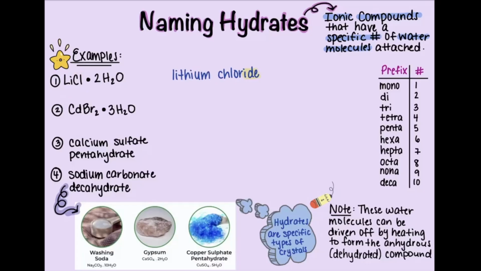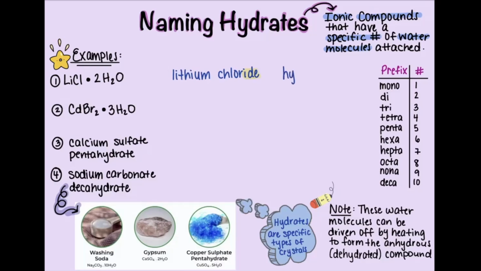And because lithium has a fixed +1 charge, right? It's in group 1A of the periodic table and will always be a +1. We do not need to write a Roman numeral here. So the ionic compound is simply lithium chloride. Now this compound is a hydrate. That's what the H2O is telling us. So we're going to add the word hydrate at the end.